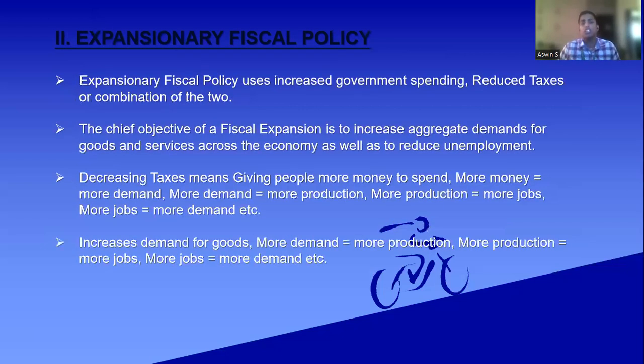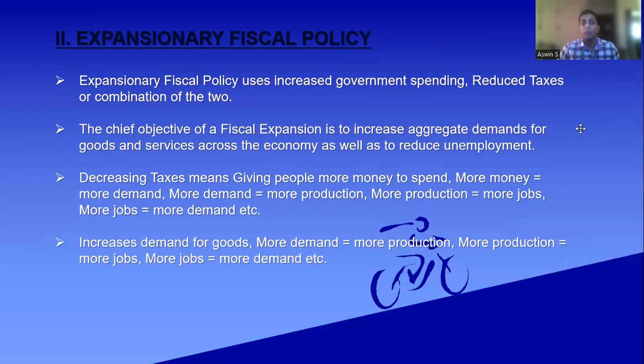Now, expansionary fiscal policy. Expansionary fiscal policy uses government spending, reduced taxes, or a combination of the two. The government has to decide how it is being framed. The chief objective of a fiscal expansion is to increase the aggregate demand for goods and services across the economy, as well as to reduce unemployment.